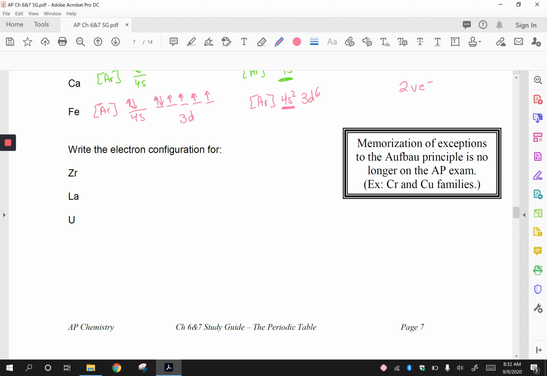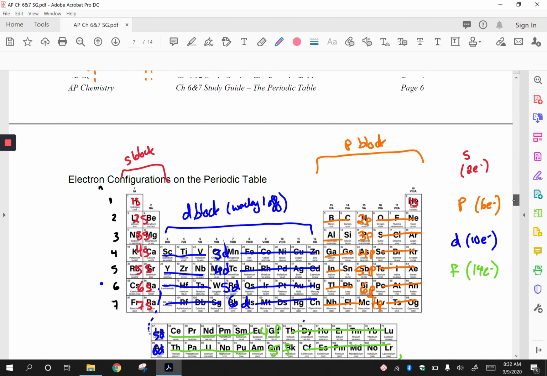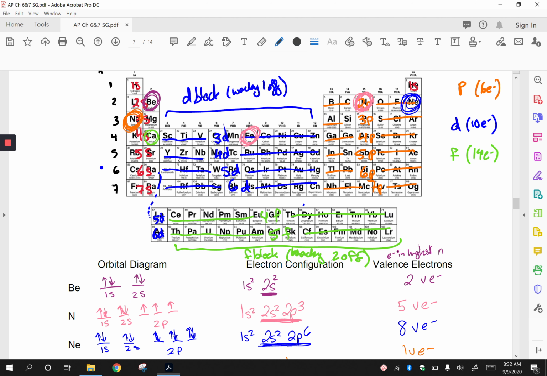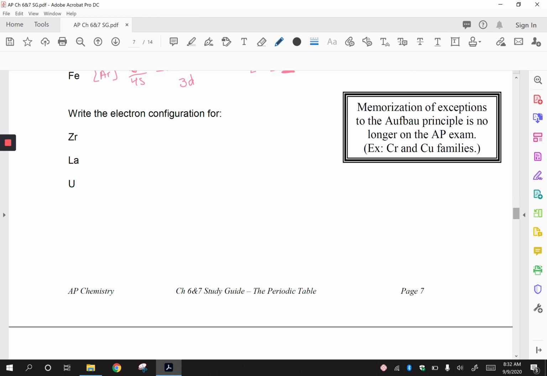Okay, let's do a few more. So we'll do zirconium. So zirconium is right here. The noble gas that comes before zirconium would be krypton. And then we're going to go 5s2 and then 4d2. So krypton, 5s2, 4d2. Valence electrons: the 5th energy level is your highest energy level, and so you have 2 electrons there, so 2 valence electrons for that one.